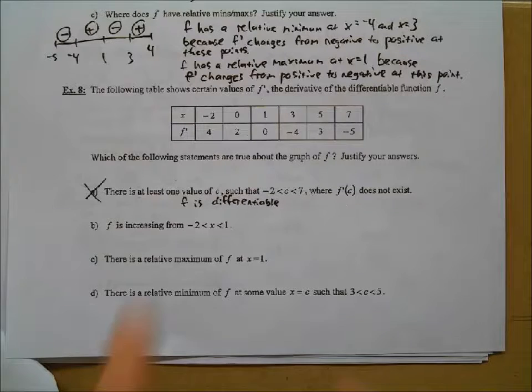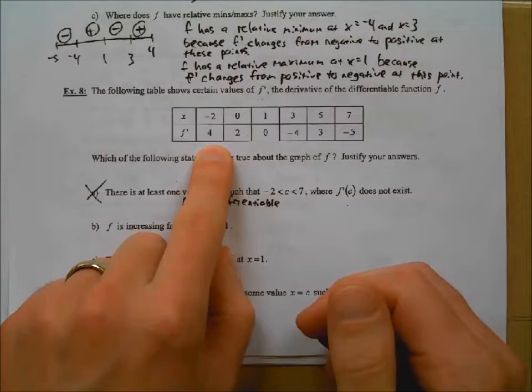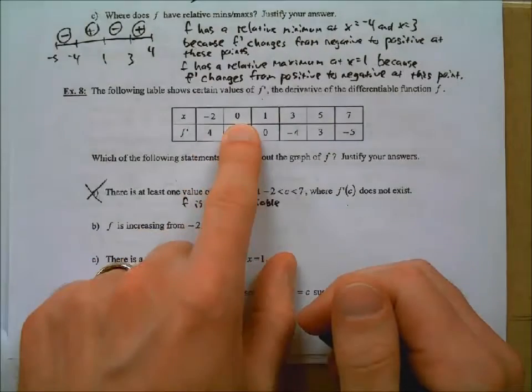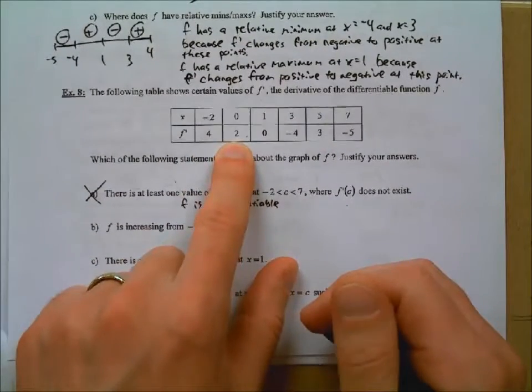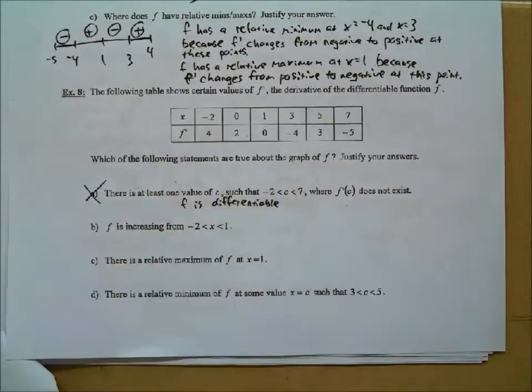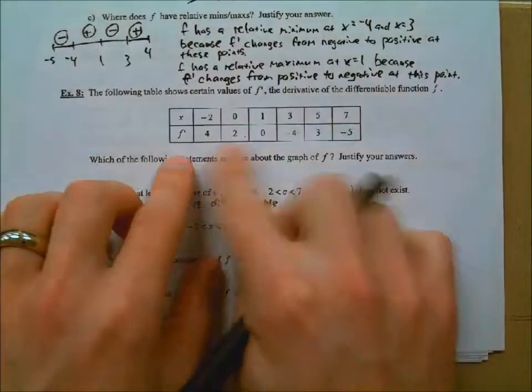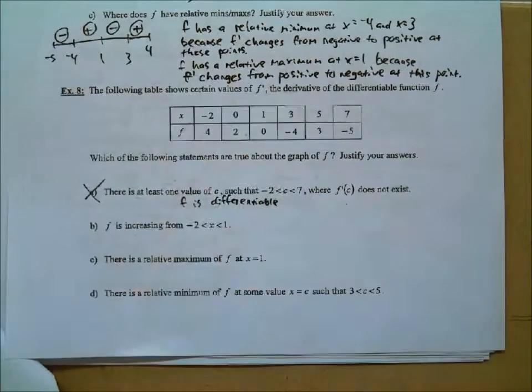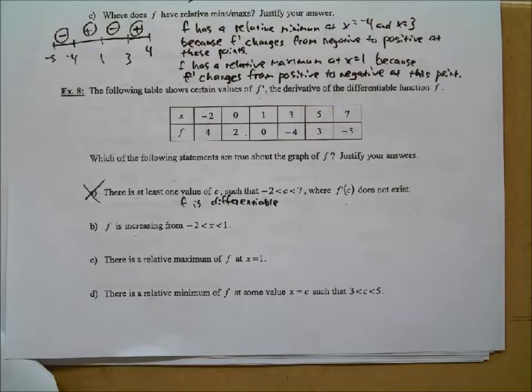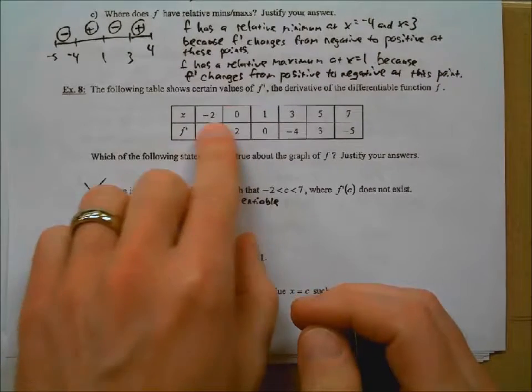Okay, at -2, f prime is greater than 0. At 0, f prime is 2, and at 1, f prime is 0. So between -2 and 1, at least for these values, the derivative is positive. What's the problem, though? We don't know what's happening between these points, right?